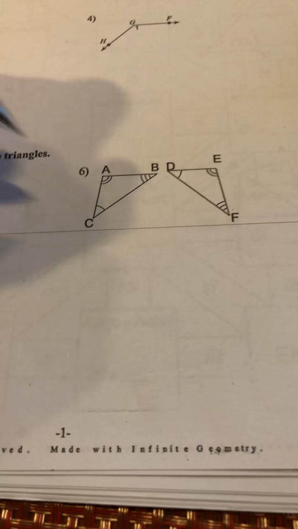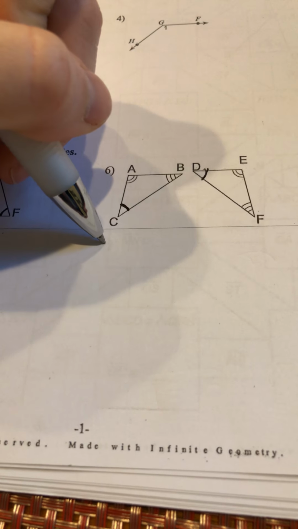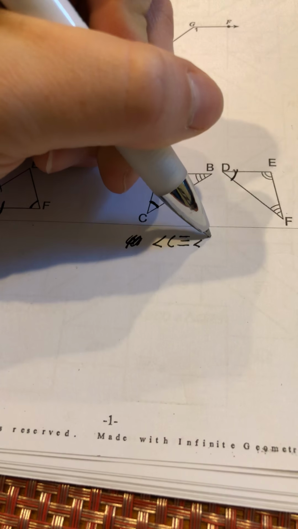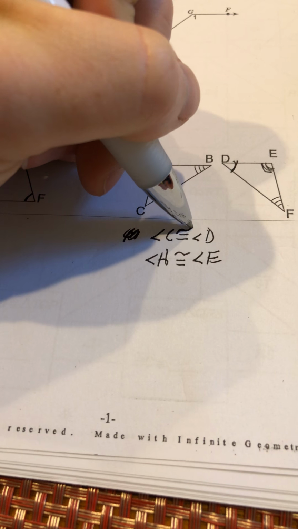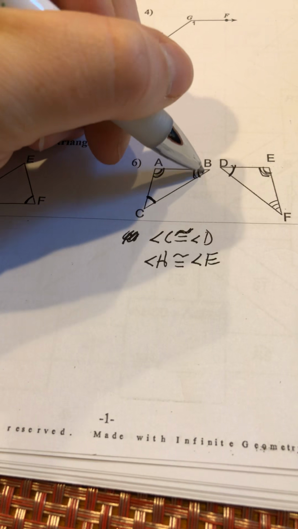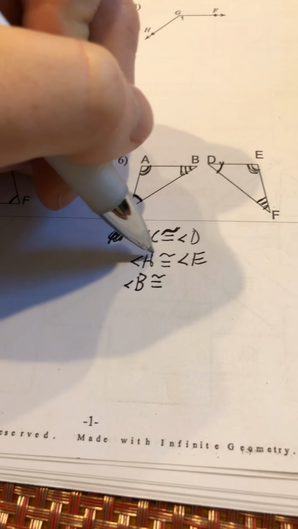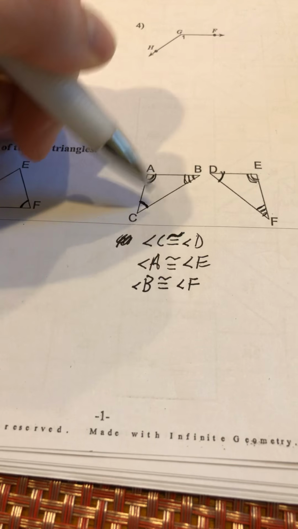Same marking. So let's just start with the one arc and the one arc. So angle C is congruent to angle D. Okay, same marking. The 2 arcs next. Angle A is congruent to angle E. And our last one with the 3 arcs, angle B is congruent to angle F. Okay? The markings show our congruence.